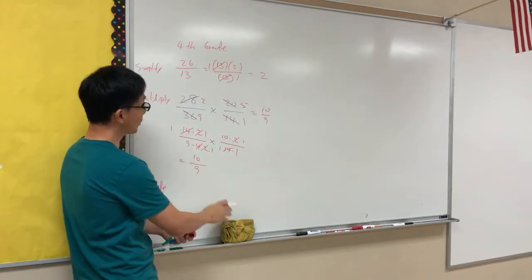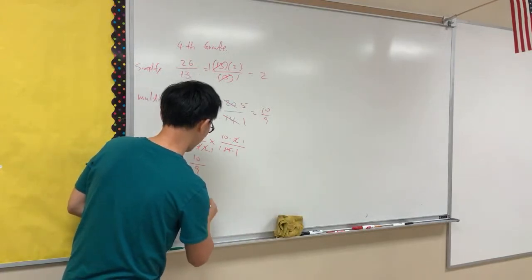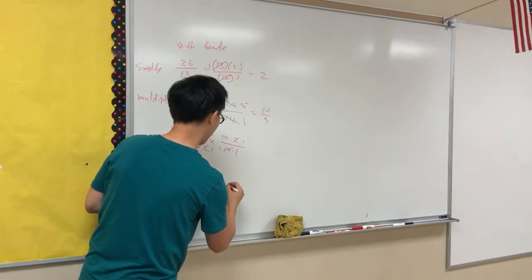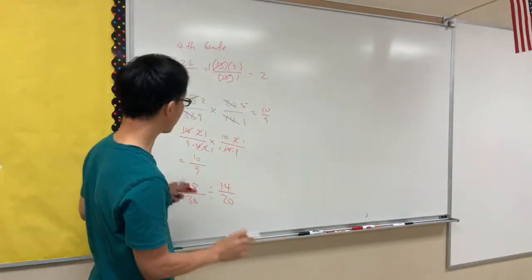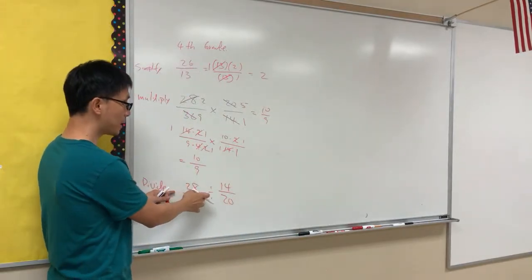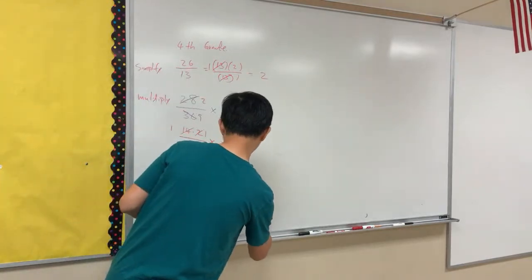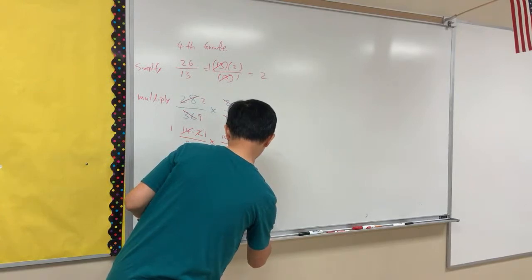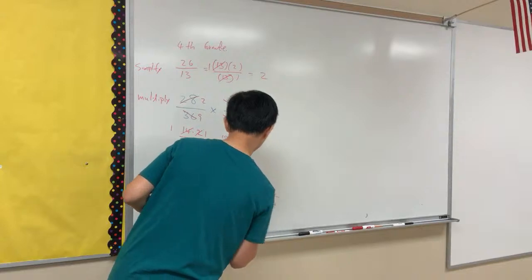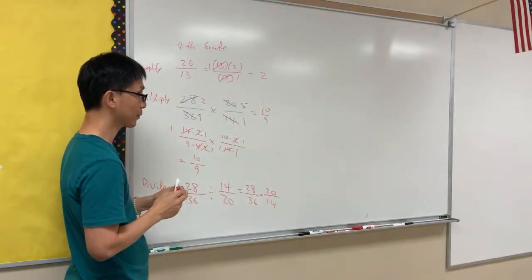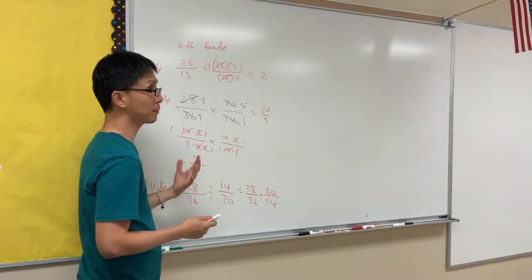The only thing to divide is I'm going to look at this question, 28 over 36 divided by 14 over 20. Why did I do that? Because they are the exact same question. If you remember, if it's division, that means it's multiplied by the reciprocal, so 28 over 36 times 20 over 14. And that's the same question as this one, so there's no difference.